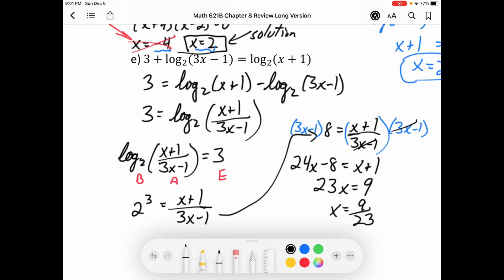All right, now I have to actually go and throw that back in and see if it's okay. Now, it's a positive number, so it's going to be fine over here, because 9/23 plus 1 is still positive. You might wonder with this one, is it going to work out? So 3 times 9/23 would be 27/23. Minus 1 will still be positive. So this is okay.